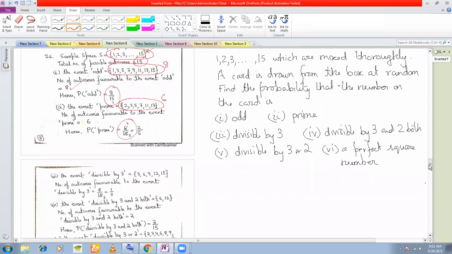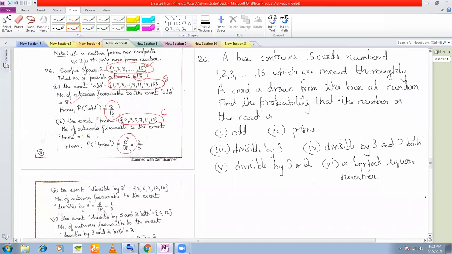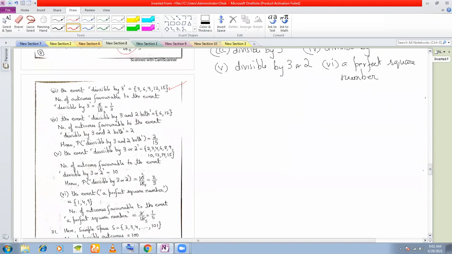The next question is divisible by 3. So in the sample space, what are the numbers that are divisible by 3? 3, 6, 9, 12, and 15. These are the numbers that are divisible by 3. How many elements are in this set? There are 5 elements in this set. Therefore the probability is 5 by 15.